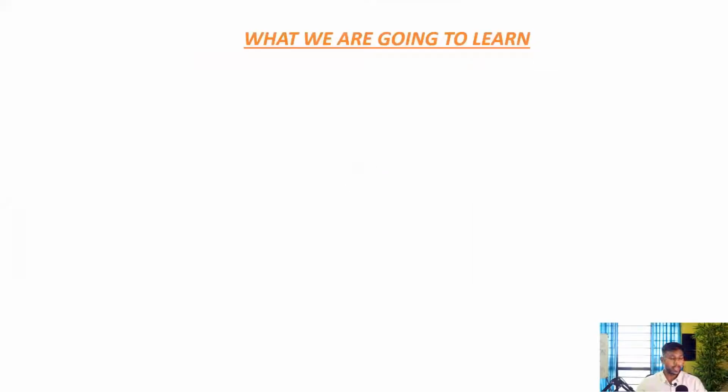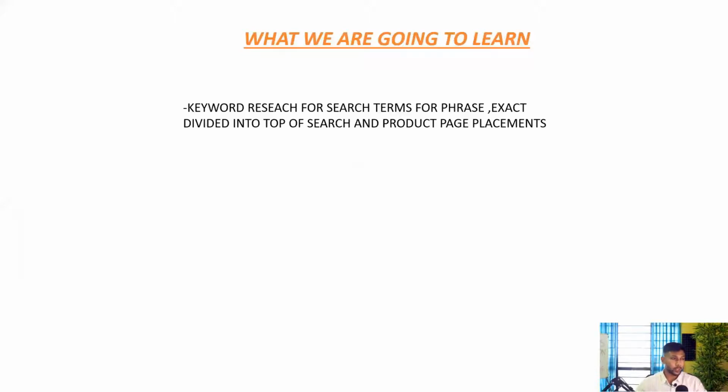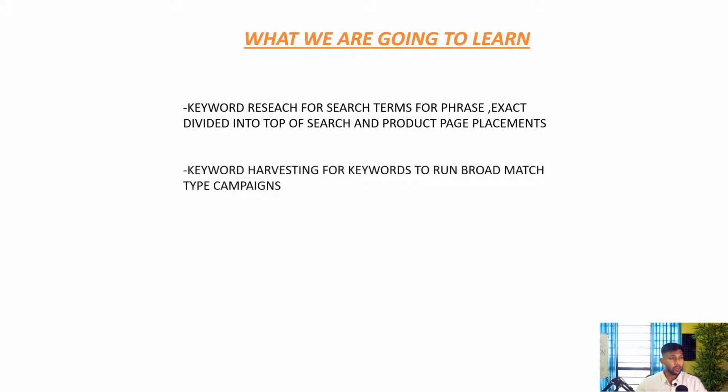Now in the second level of training, we are going to do keyword research for search terms, for phrase and exact, divided into top of search and product page placements. Then we are going to do keyword harvesting for running campaigns in broad match type. We are also going to cover all your standard operating procedures for week 1, all the normal SOPs that you have to do in week 1, because we have left week 1 and week 2. Okay, and we are going to fill that.